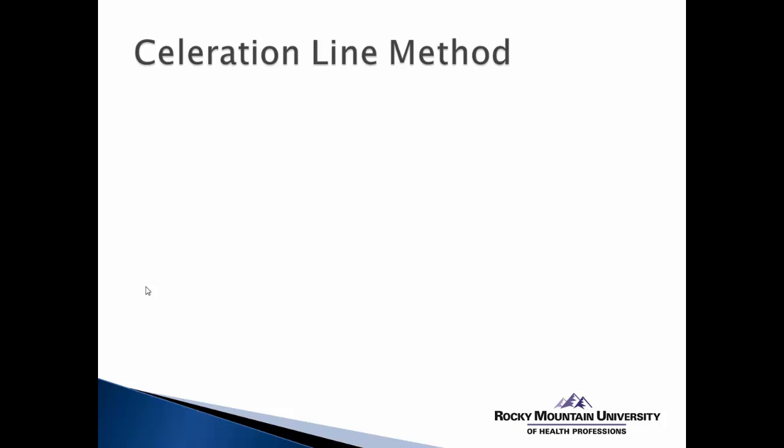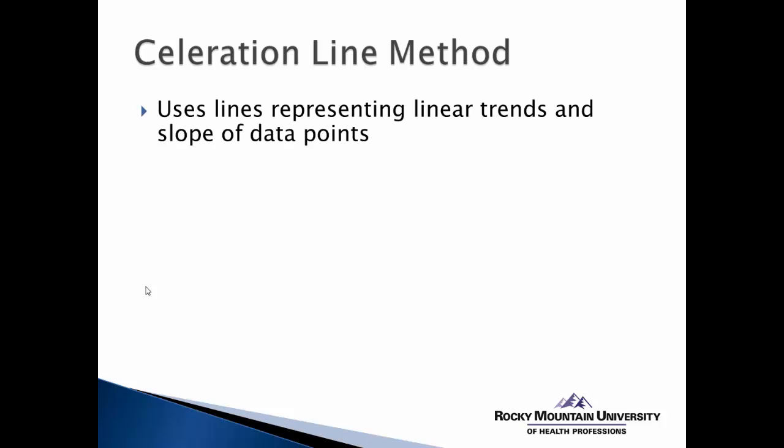Now the acceleration line method is what we'll talk about first, and as I mentioned before, this is a basic graphical way of representing trends in the data. So we're using lines to represent linear trends and slopes of the data point. So acceleration line is used to estimate the trend within a data series. Although in this demonstration that we're going to go through, we're only going to go through the process for the baseline data. In practice, a separate acceleration line can be computed for each phase in the design.